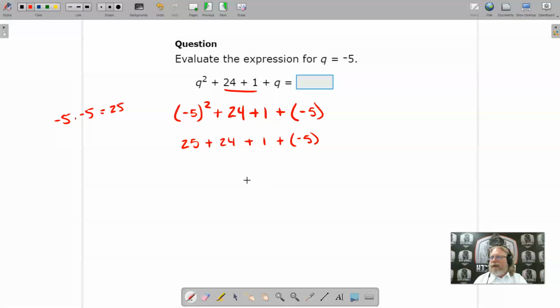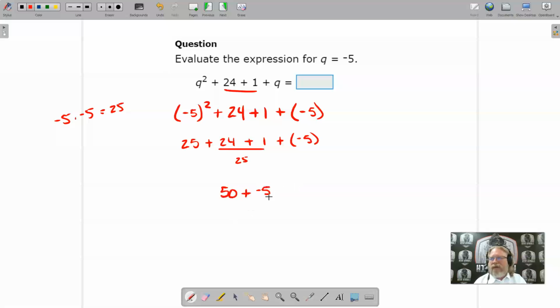Okay. Now, see some easy math coming up right here. 24 plus 1 is what? 25, right? And 25 plus 25 is 50. So that plus negative 5.